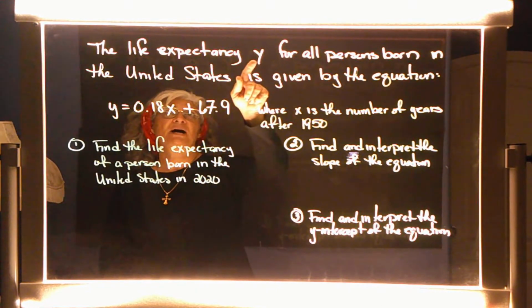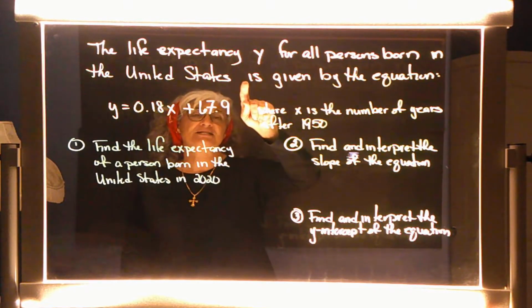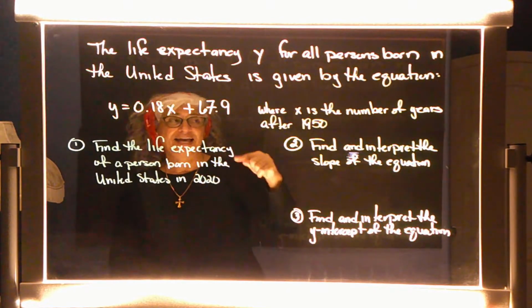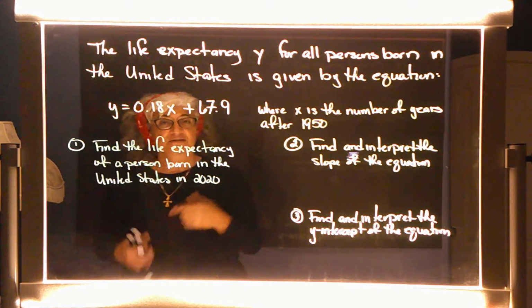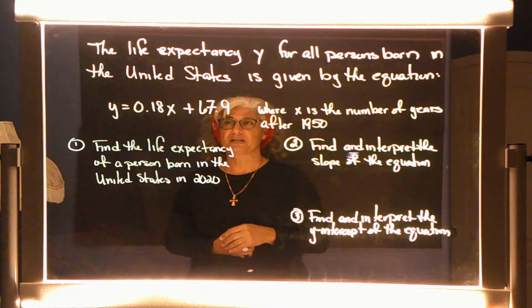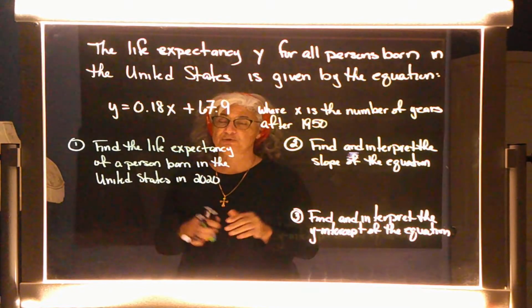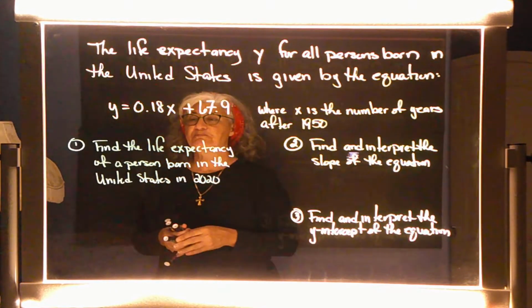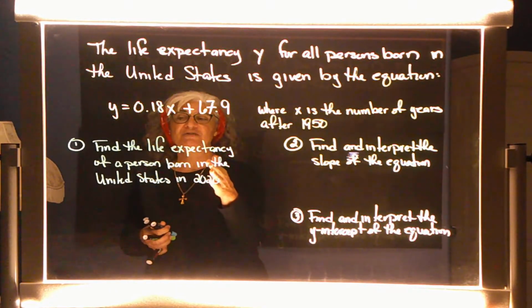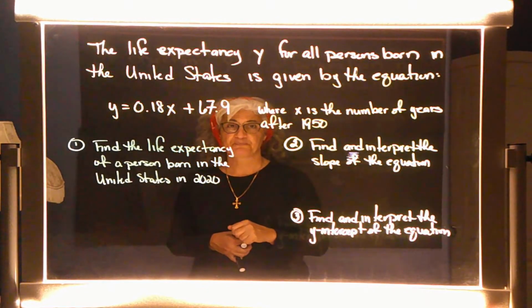Okay, so they gave me a question, y equals 0.18x plus 67.9. They told me y was the life expectancy for all persons born in the United States. And they said x actually represents the number of years after 1950. Cool? Okay, so we understand what's going on. We understand what x and y represent, which is extremely important. Let's look at problem number 1. They asked us to find the life expectancy of a person born in the United States in 2020.